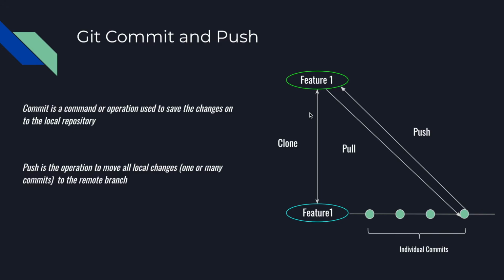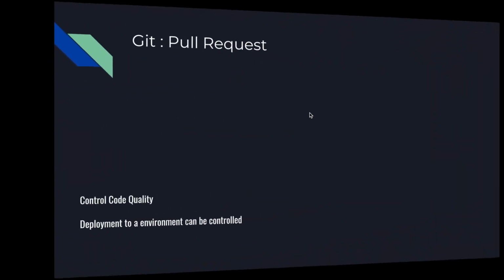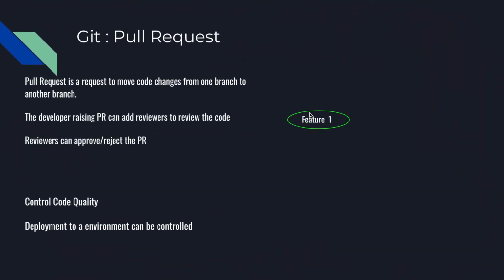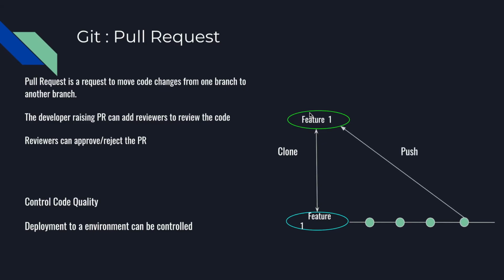Now, we will look at one of the important terms of Git and the one which we will be using quite often in this course going forward. Pull request is an operation to move or merge the code from branch B to branch A. Note that in the case of a pull request, the merge would not happen automatically but wait for it to be approved.